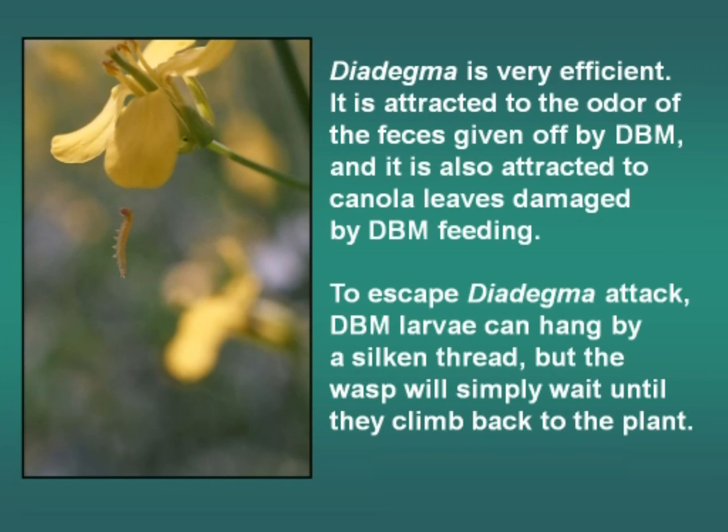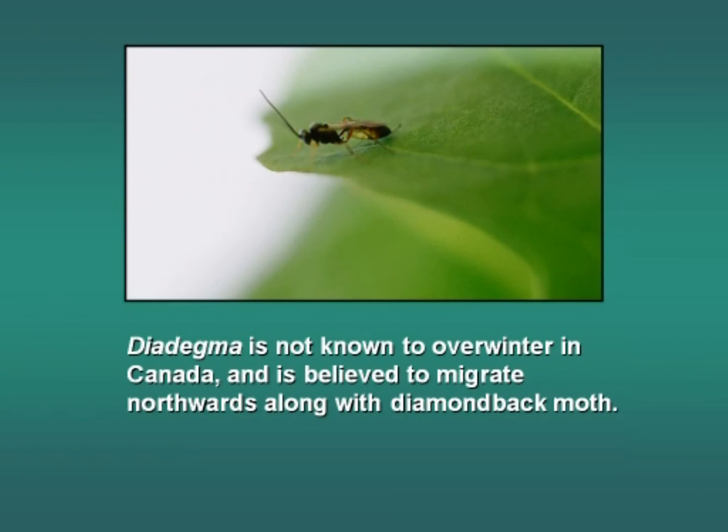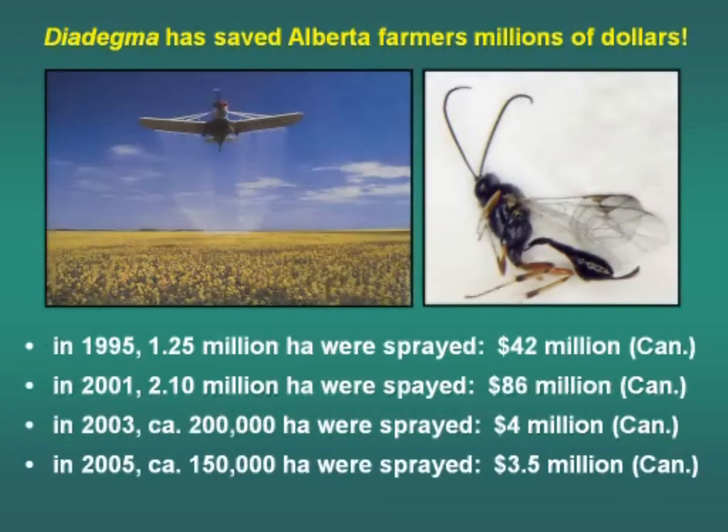So they're very highly specialized to attack these insects and extremely efficient at natural control. They don't overwinter, as far as we know, in Western Canada, and they're believed to migrate northwards along with diamondback moth. But they can have enormous effects, and I believe very strongly that this insect has saved Alberta farmers millions of dollars. I'd like to draw your attention to 4 outbreaks of diamondback moth since I've worked in Alberta.